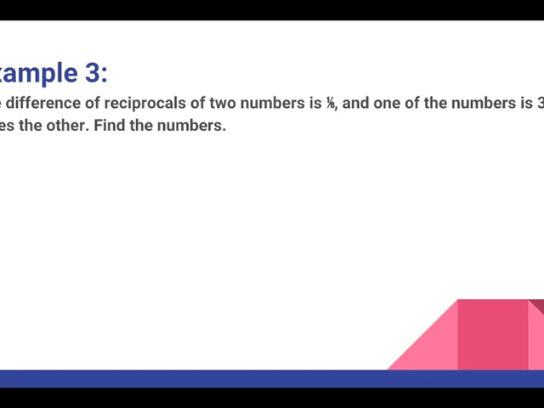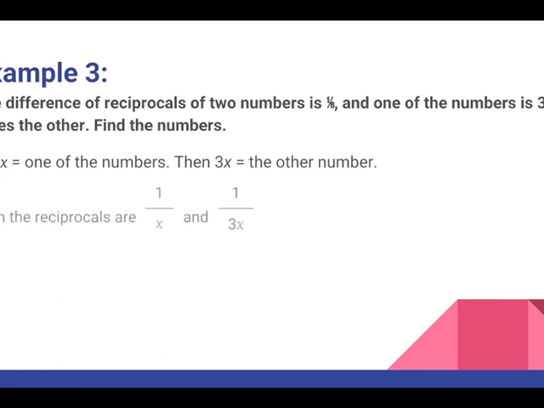So hopefully maybe one of you guys noticed, it just says that it's the reciprocals of two numbers. It doesn't specify that they have to be positive. So that means that we have to solve this a little bit differently than what we did before. So let's go ahead and just set x equal to one of the numbers, or you can use whatever variable you like. Then 3x would equal the other number. But the difference here is that we don't know which order to put these in. So we know that our reciprocals, again, are going to be just 1 over x and 1 over 3x.